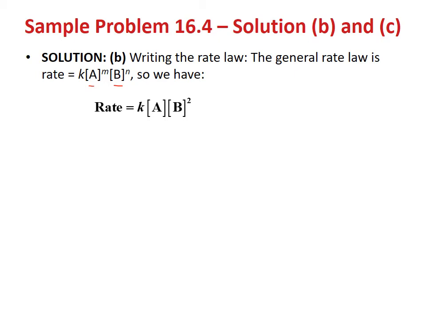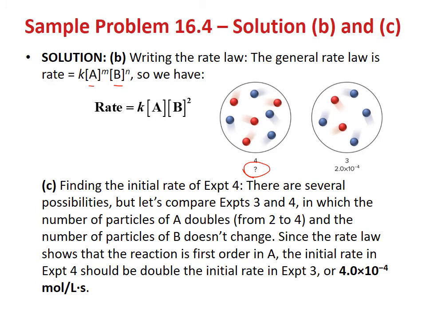In part C, it asks us to predict the reaction rate for molecular scene 4. There are many ways to do this question, but one way is we choose molecular scene 3 and compare these two. We found out that they have the same number of B. You have 4 here, and you also have 4 here. So the same number of B, and therefore the reaction rate will only change when A changes.